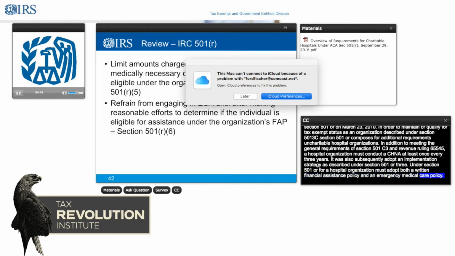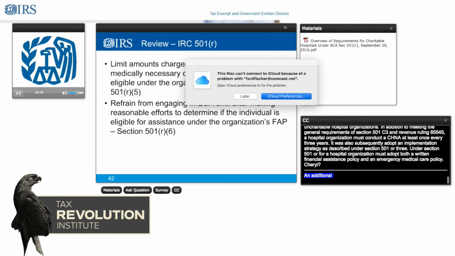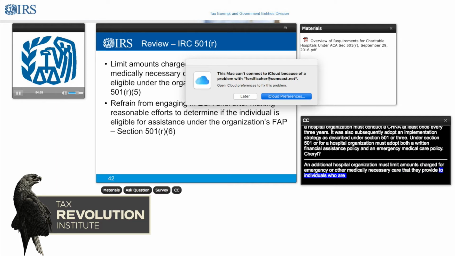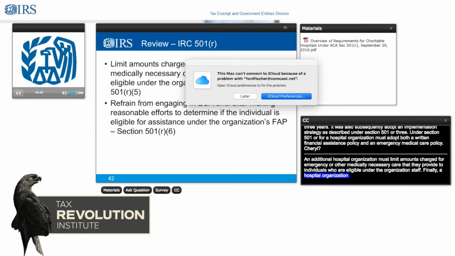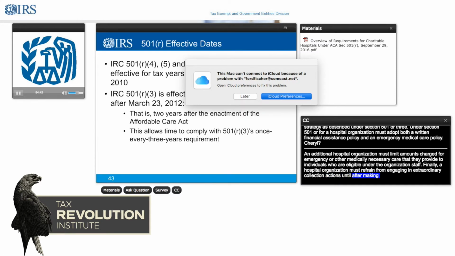In addition, a hospital organization must limit amounts charged for emergency or other medically necessary care that they provide to individuals who are eligible under the organization's FAP. Finally, a hospital organization must refrain from engaging in extraordinary collection actions until after making reasonable efforts to determine if the individual is eligible for assistance under the organization's financial assistance policy.